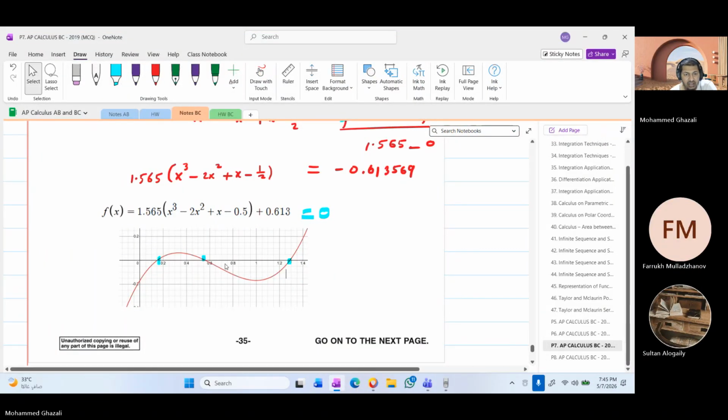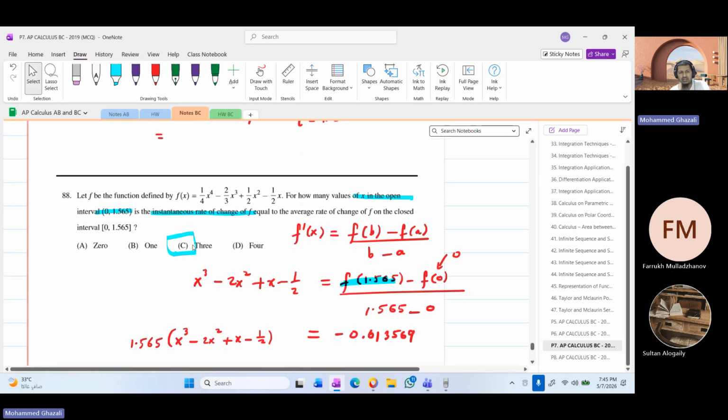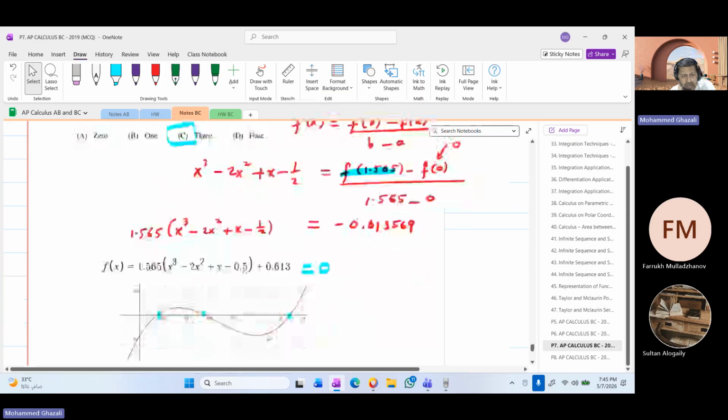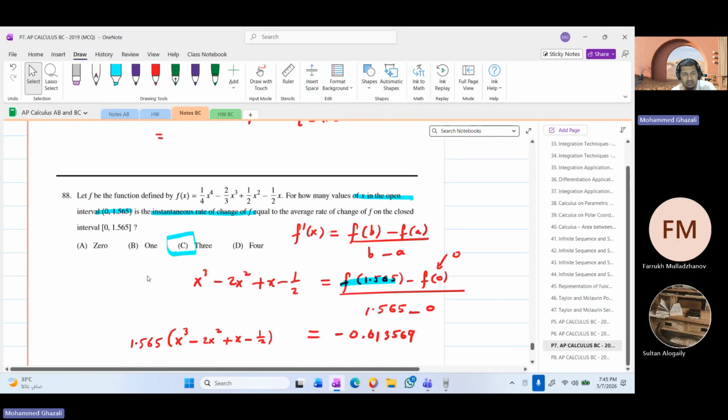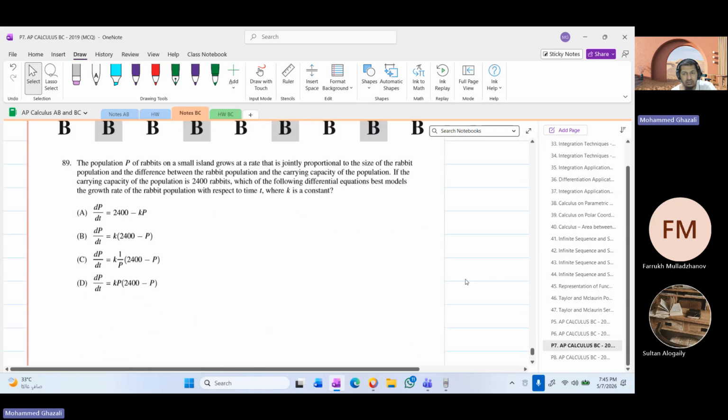Nice. And remember the question can also be changed, and they can ask you for a possible x value. So you can check, and they tell you the x value is between some interval. So anyways, let's move on to the next one.